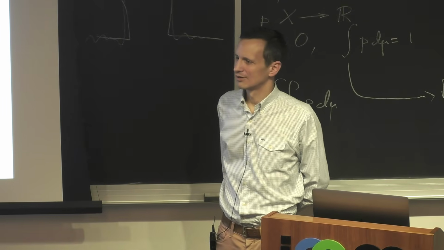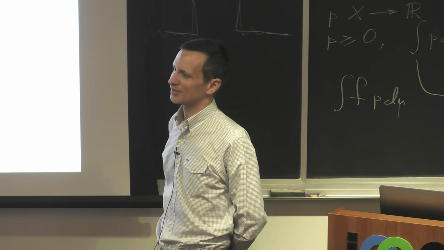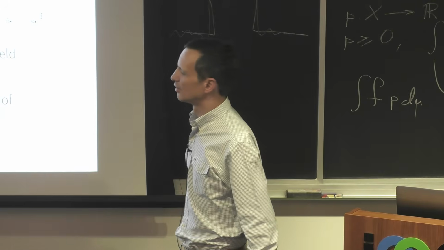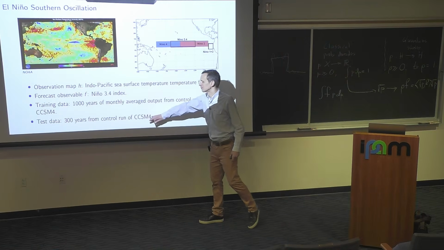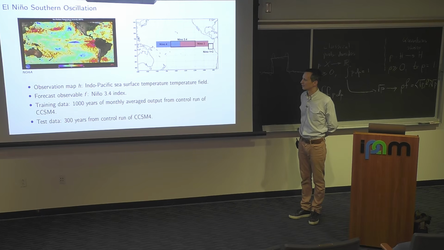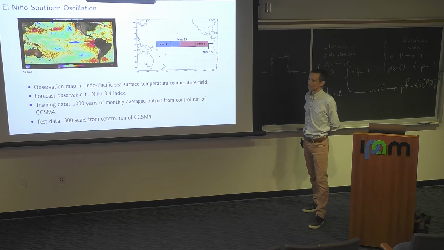So what was being assimilated in your experiment? SST fields, Indo-Pacific. I see the number 300 there. This is the length. Yes, this is basically what we use for training and for computing the various forecast skill scores. So this is trained on a long free-running climate model.